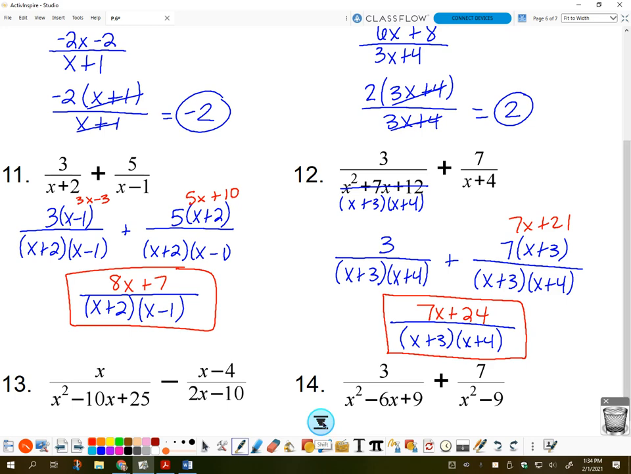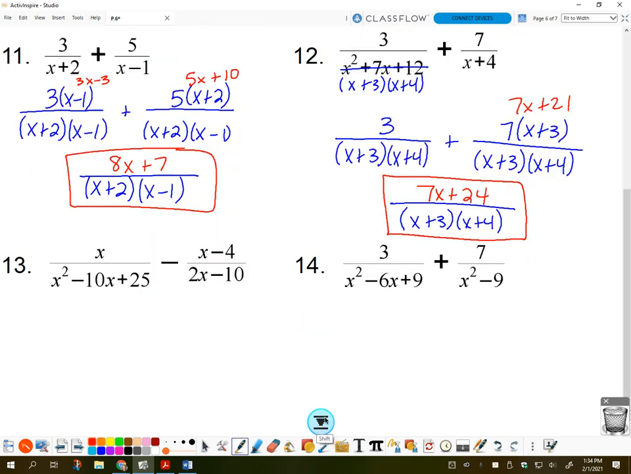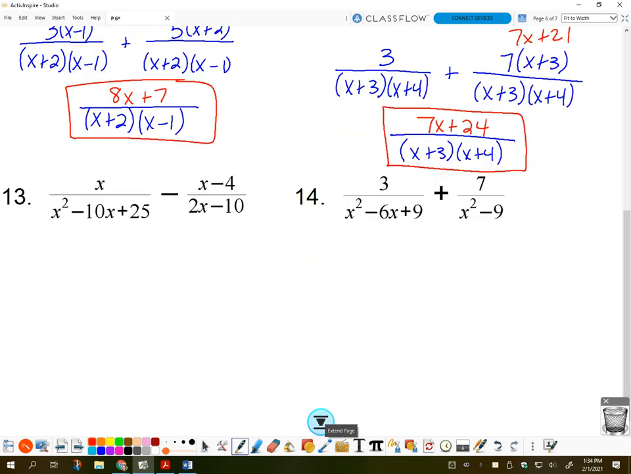Okay, 2 more. Here we go. So for number 13, both of these denominators can be factored. So that's my first step. We're going to write this as x minus 5, x minus 5. And we're going to write this as 2 times x minus 5, taking out that GCF.